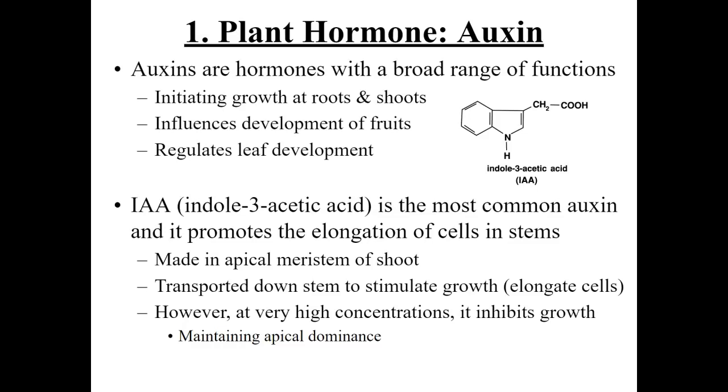It's made in the apical meristems of the shoots, and it gets transported down the stem to stimulate growth of the overall stem. That was going to be used in elongation of cells. We'll come back to that more. And then at very high concentrations, though, it will actually inhibit growth, and this helps it to maintain apical dominance. So let's take a look at this in more detail.